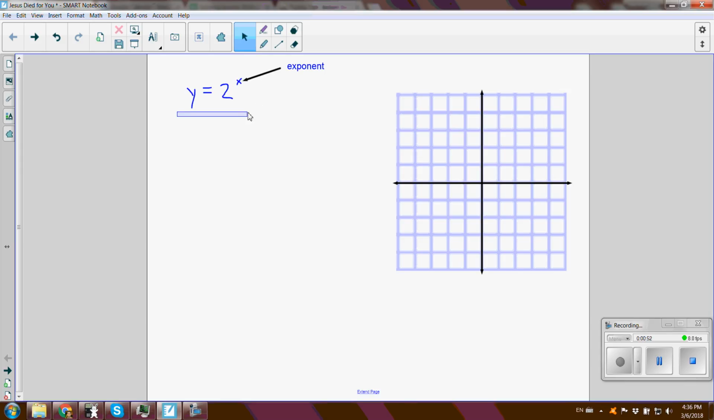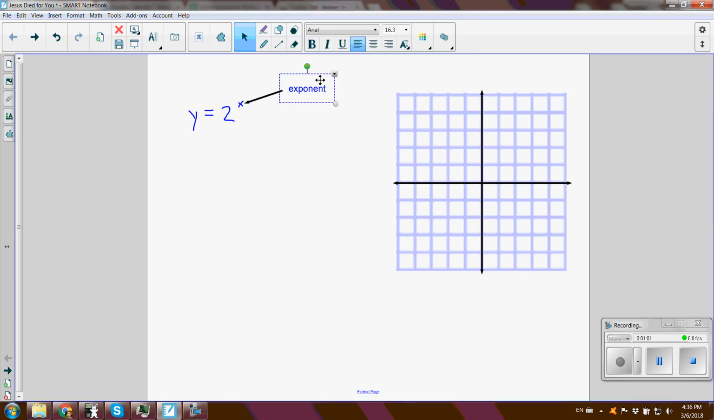Well, this function with an input of x and an output of y is called an exponential function. A function is an exponential function when the input is the exponent.